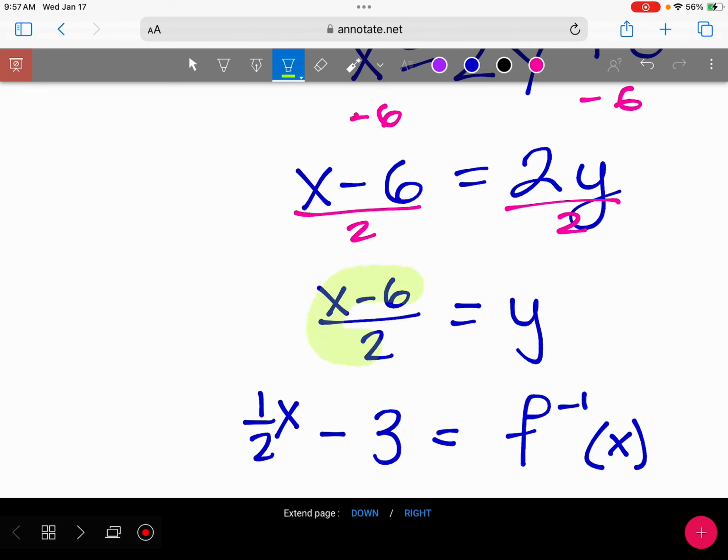Genuinely, this and this mean the same thing. I do not care how you write it. This one is easier if we were to graph it. So if we say, find the inverse and graph, this would be the one you want because this guy is way easier to graph than this guy. But if we're just finding the inverse, I'm 100% okay with you leaving it like this. That's totally fine.